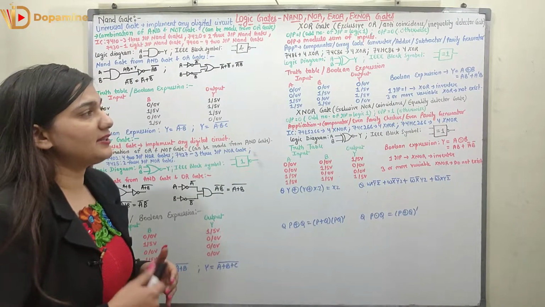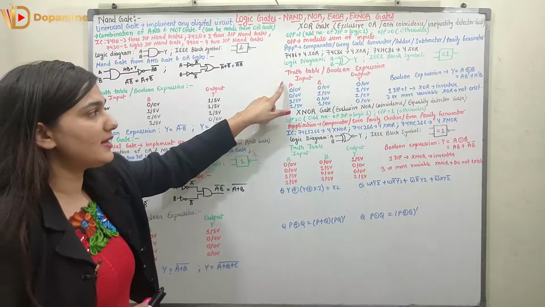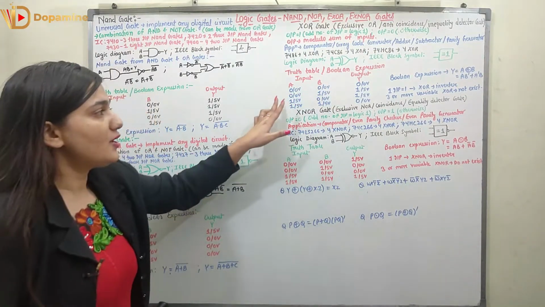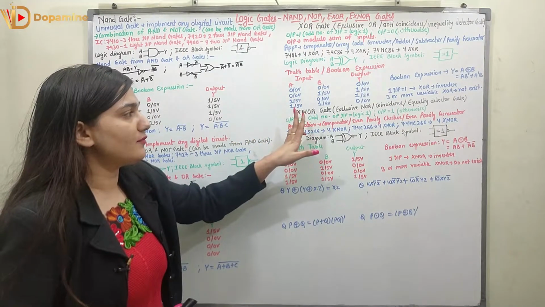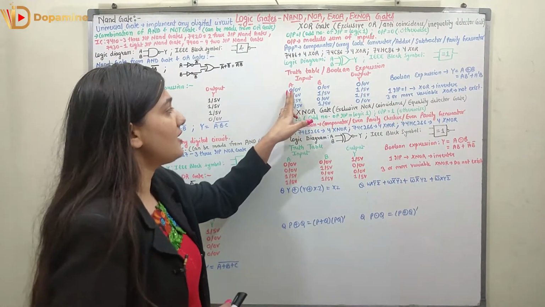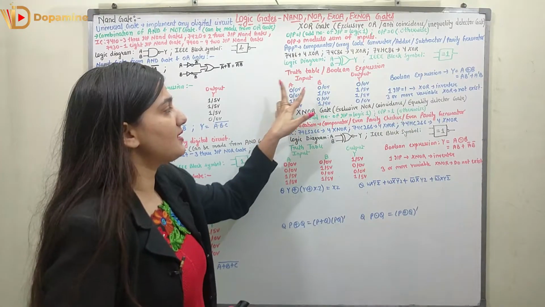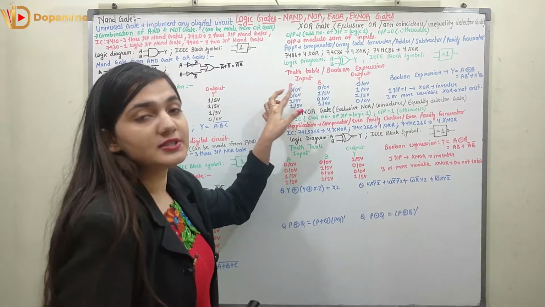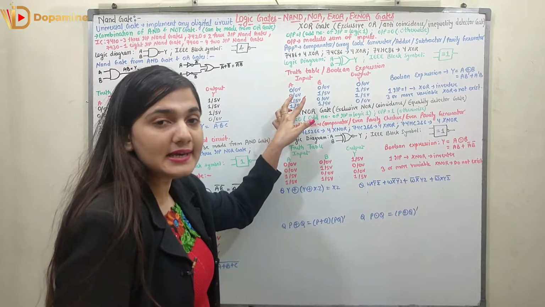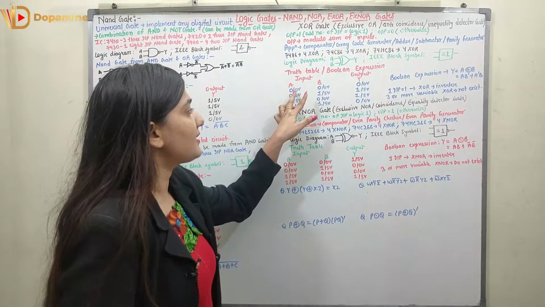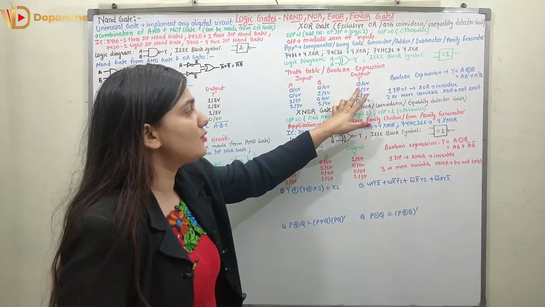Coming to the truth table and the Boolean expression. First of all, the truth table: here again we have 2 inputs and 1 output. So the 2 inputs could be 00, 01, 10 and 11. When the 2 inputs are 0 and 0, here you can see both of the inputs are 0. It is the equality. Both of them are the same, that is 0 volt and 0 volt. The output will be 0, right?